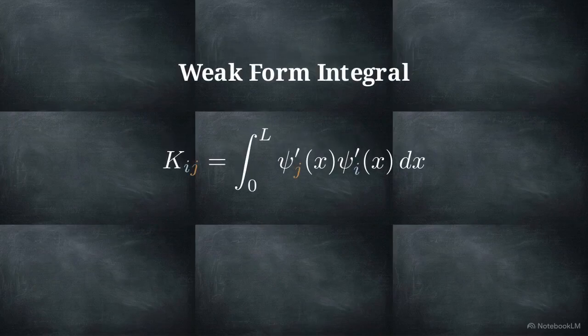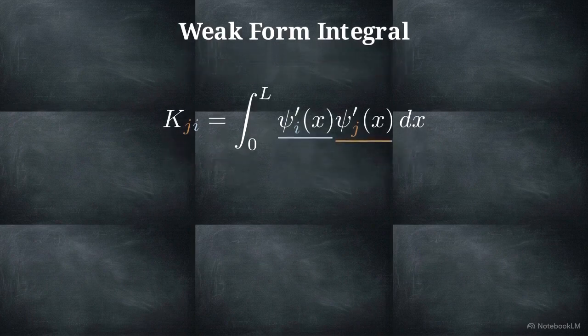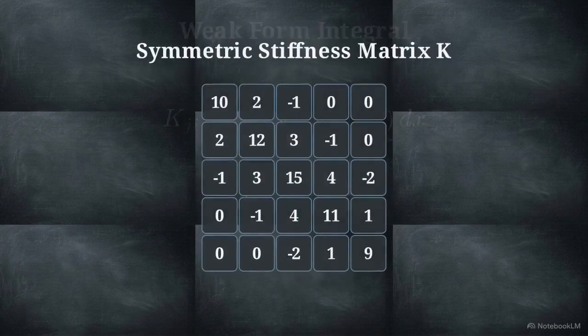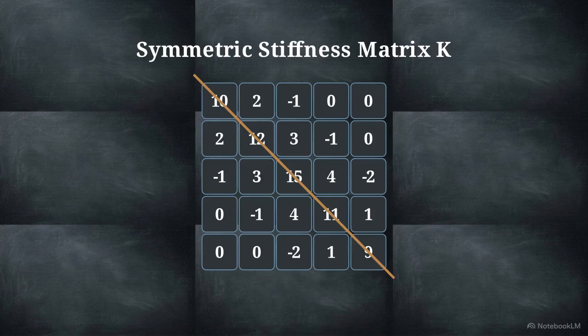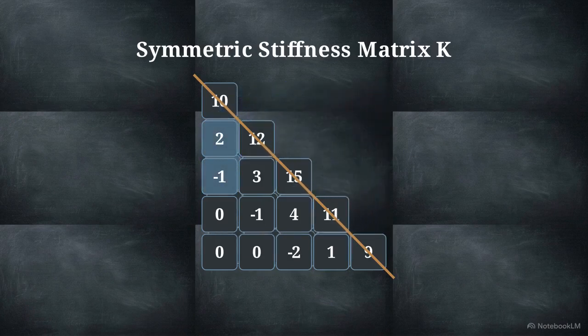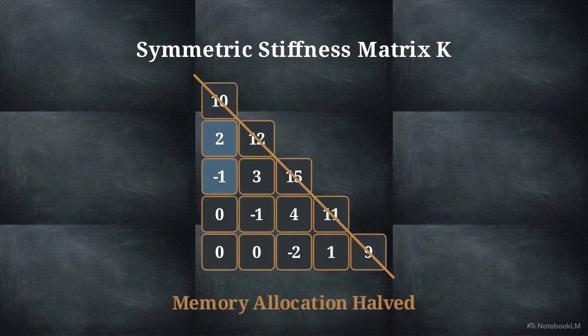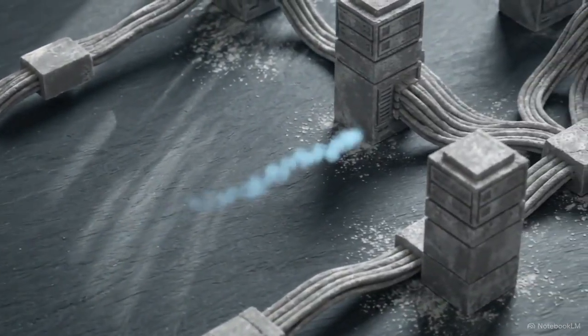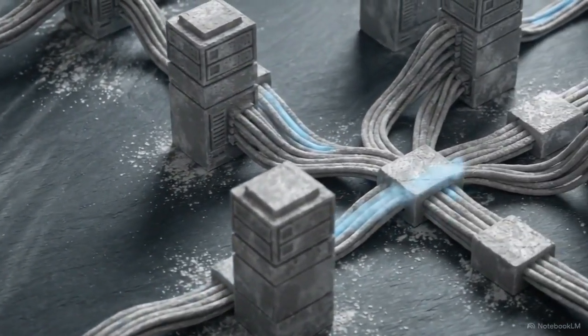Next, consider the internal structure of the new weak form integral. If we swap the positions of the i and j indices, the calculation remains the same. Since both terms are now identical first derivatives, swapping them doesn't change the mathematical output. This creates structural symmetry across the entire system. Because the matrix is symmetric, the computer only needs to store and calculate roughly half of the data, significantly reducing memory allocation. This structure also allows the use of optimized algorithms that solve these systems roughly twice as fast as non-symmetric solvers.